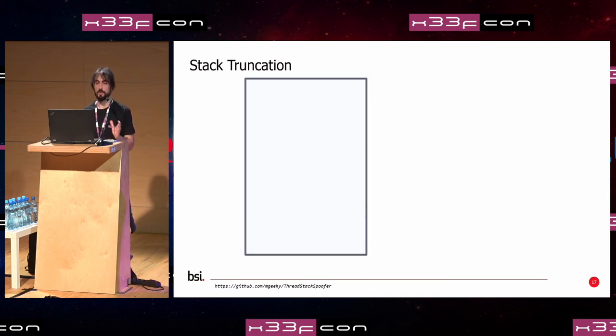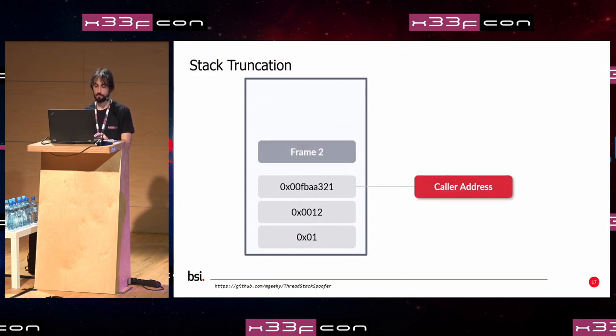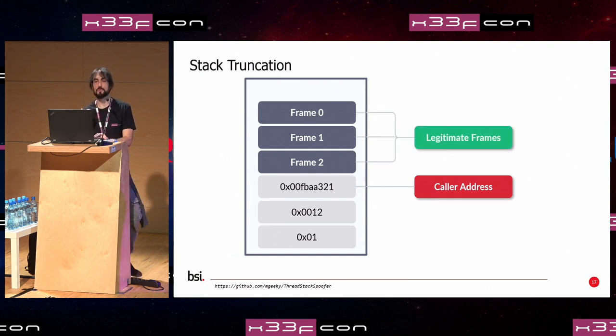I categorize this technique as stack truncation. Imagine you have your implant in memory and it's executing from an unbacked memory region, so you have garbage in your call stack. What this does is execute a frame zero function, a target function, a sleep for example. All the frames are legitimate, they are resolvable, but the caller address is my problem. So how is this solved?